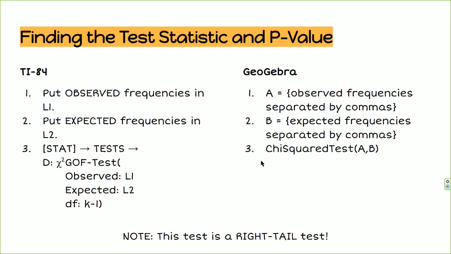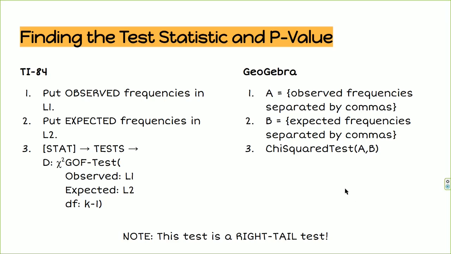Then all you need to do is call the chi-squared test function, A, comma, B, the names of your lists. Observed first, expected second, just like the TI-84 calculator. The nice thing about GeoGebra is it's going to use this same function call, chi-squared test, for everything we do in this chapter. The only thing that's going to change is the input we feed it. For goodness of fit tests in GeoGebra, it's going to have 2 lists as its input, observed, comma, expected.